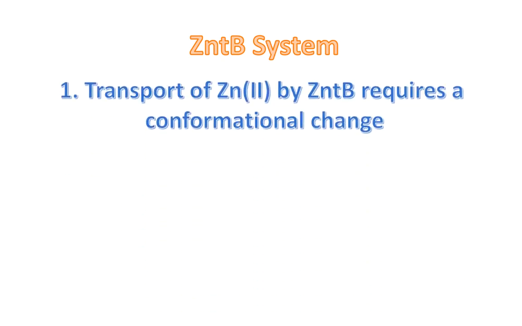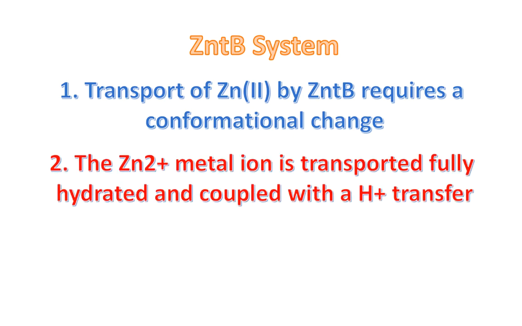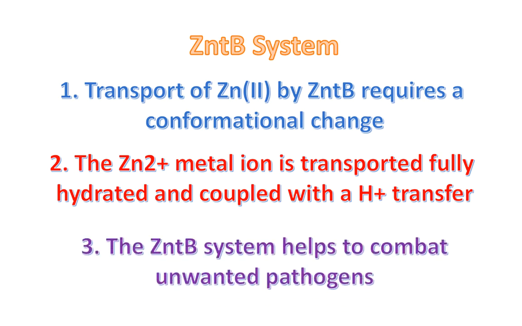First, the transport of zinc by ZntB requires a conformational change of the protein pore. Second, the metal ion is transported fully hydrated rather than being bound to the protein, which could allow for the zinc molecules to be readily accessible to perform various cellular functions once imported into the cell. Third, the ZntB protein is an important efflux or influx prokaryotic protein that helps combat unwanted pathogens.